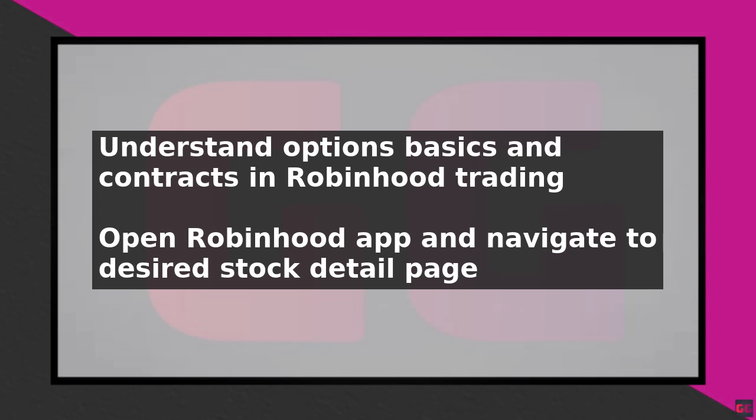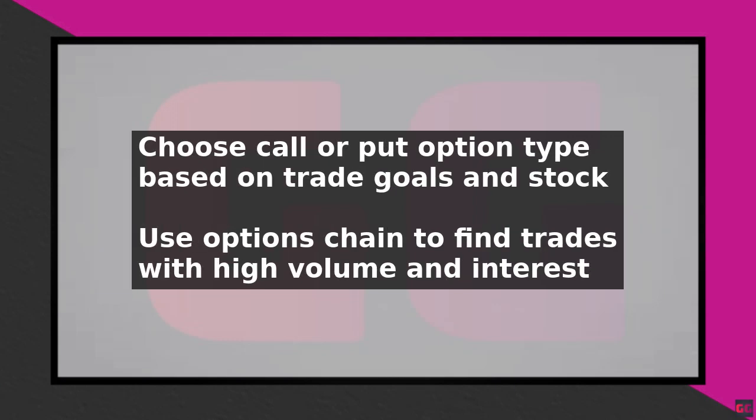First, open the Robinhood app and navigate to the stock you are interested in trading options on. Click on the stock to go to its detail page. Then click on the Trade button and select the Options tab. Next, choose the type of options trade you want to make, either a call or a put.